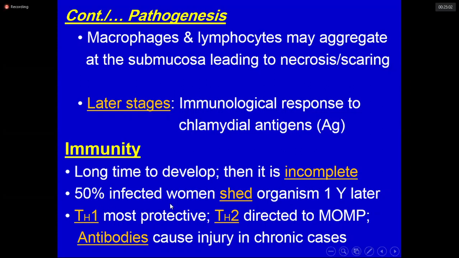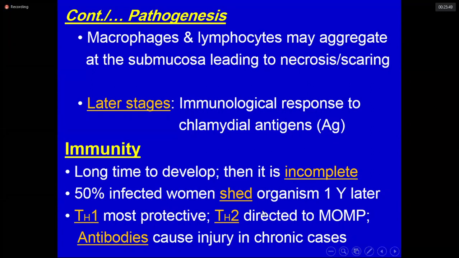50% of infected women shed the organism. We talked yesterday about shedding. Shedding means you expel the organism outside the body. For 1 year later. The T cell immune response, we said intracellular, obligate intracellular bacteria, like Chlamydia trachomatis. Of course, it will be attacked by the T cells because this is the responsibility of the cell-mediated immunity. Th1 is the most protective, while Th2 is directed to MOMP and proteins.